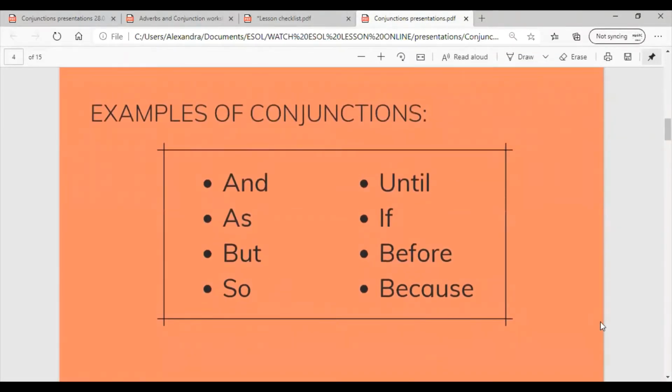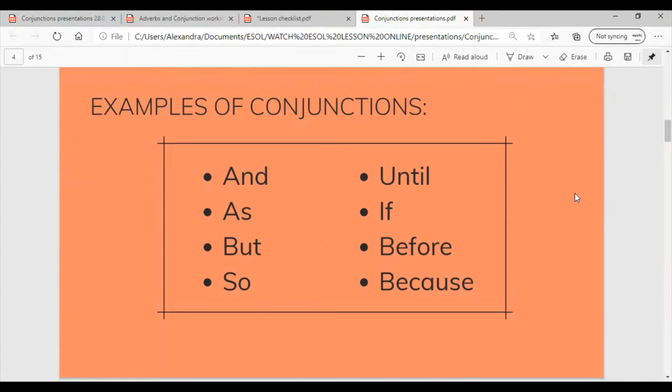Here are some examples of really common, frequent conjunctions you might come across. I'm sure you will all recognise and, as, and, but and so. You might even recognise until, if, before and because. These are all examples of very common conjunctions and something to keep an eye out for in sentences.